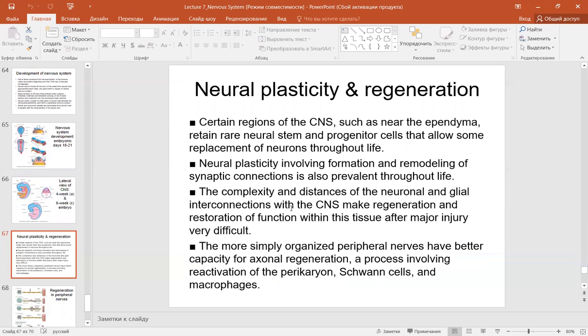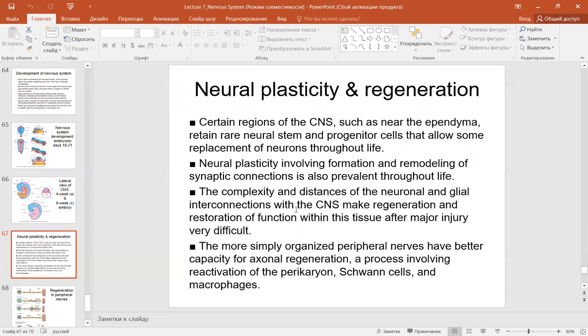Neural plasticity and regeneration. Certain regions of the central nervous system, such as near the ependyma, retain rare neural stem and progenitor cells that allow some replacement of neurons throughout life. Neural plasticity, involving formation and remodeling of synaptic connections, is also prevalent throughout life. The complexity and distance of the neuronal and glial interconnections within the central nervous system make regeneration and restoration of function within this tissue after major injury very difficult.